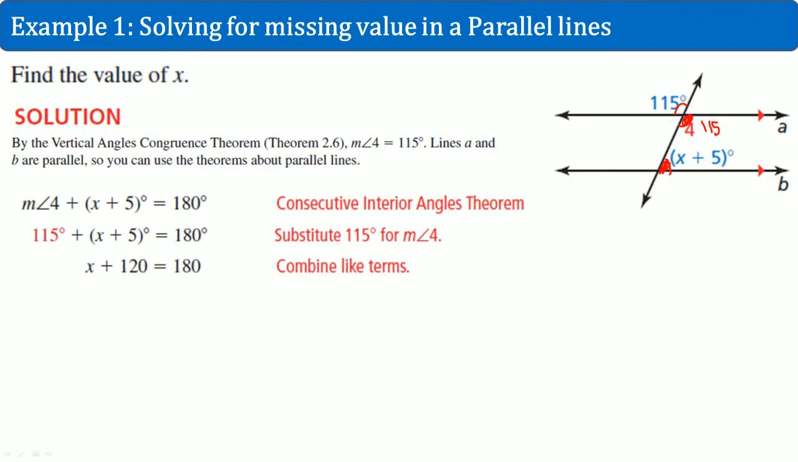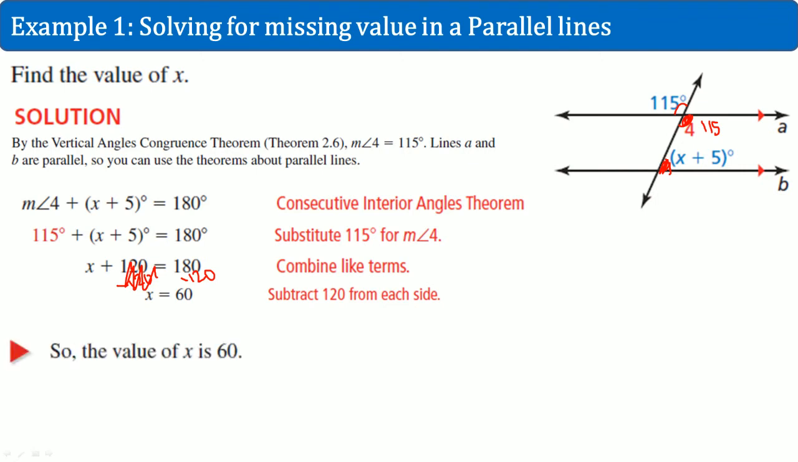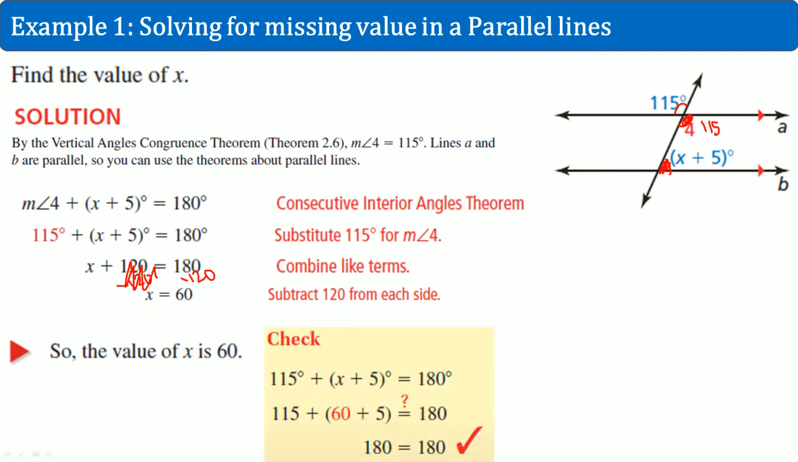Now they solve for it. 115 plus 5 is 120. That's just them combining like terms. Then they're going to subtract 120 from both sides. Then they're going to get 60 on the right hand side. So we could say that x, the value of x, is equal to 60 degrees. If you would like to do this another way, here's a check. They just plug it in and they saw that it's 180 degrees.